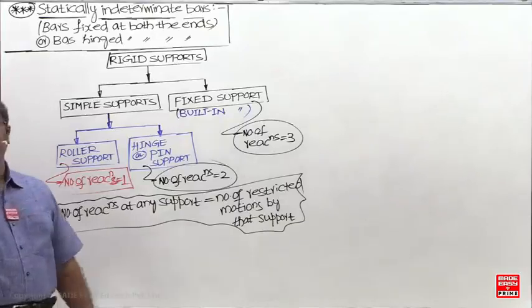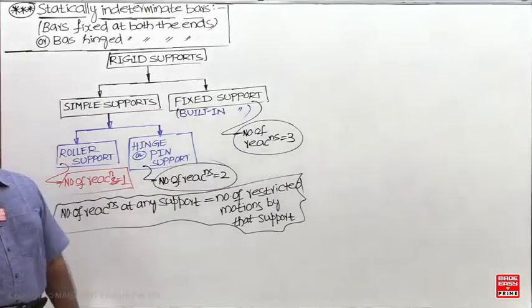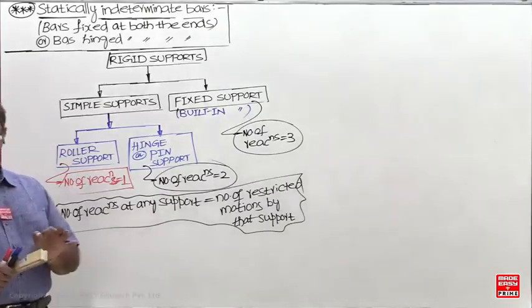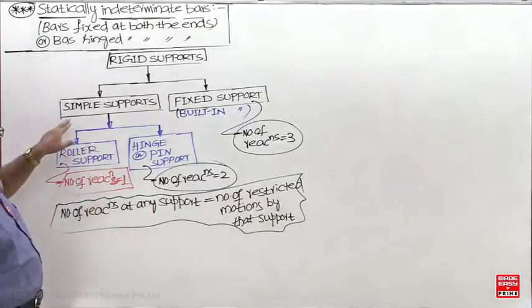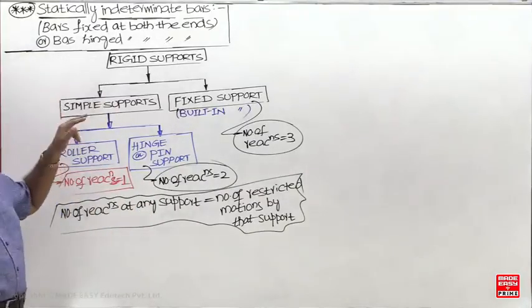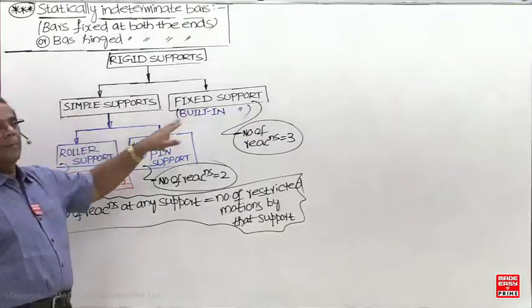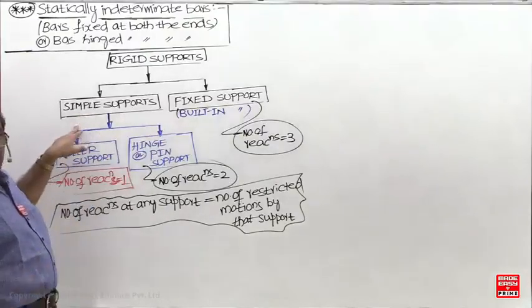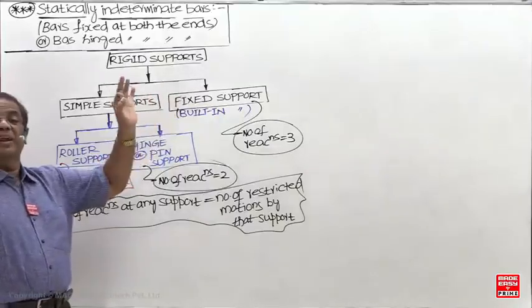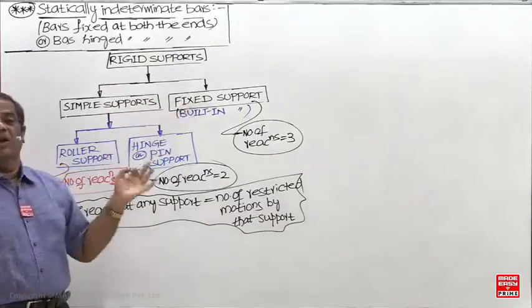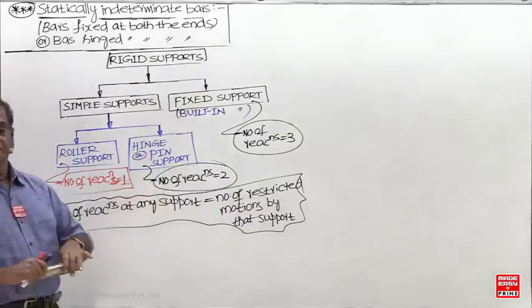Now how to decide which support I have to use? Whenever rotation is to be restricted, what about these two supports? Rotation is always permitted. What is the basic difference between these two? These supports will permit the rotation, but this one will restrict the rotation. So whenever rotation is to be restricted, there is only one option. Which option? Fixed support.